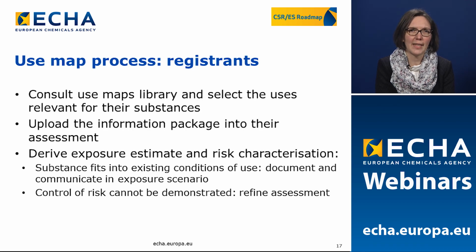The registrants from their side have to consult the use maps library and select the use maps for the sectors they supply to. From the use map, the registrants need to select the uses that are applicable to its substance. Indeed, the sector use map contains all the typical uses of the given sector. All the uses are not relevant to all substances, and a selection needs to be done by the registrant.